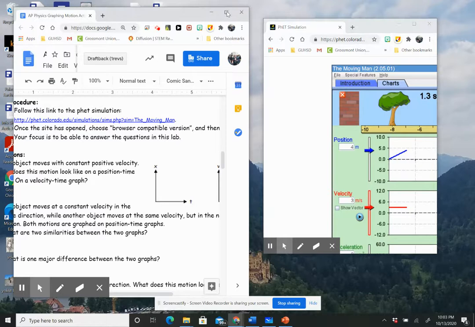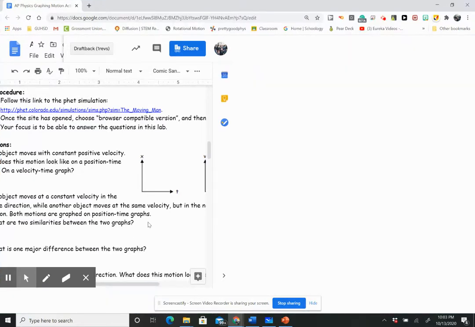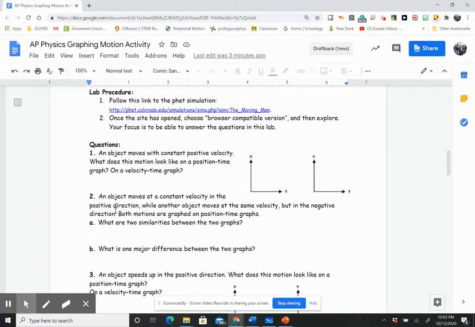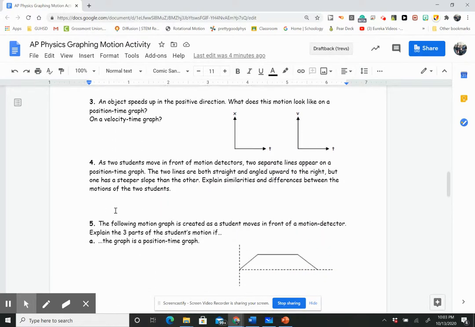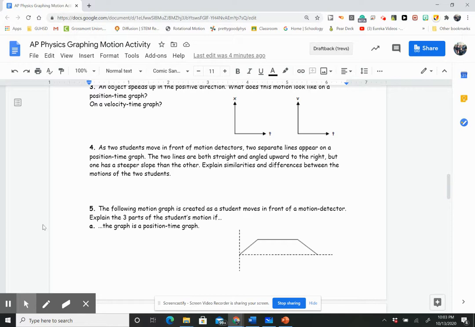And then you're going to go ahead and answer the rest of these questions. In these questions, it talks about an object. So we have a man that's moving, but adjust the man, change the man, and manipulate what you need to be able to answer these questions. After you finish that, you have some different examples, and you can see if you can recreate them or describe the motion.